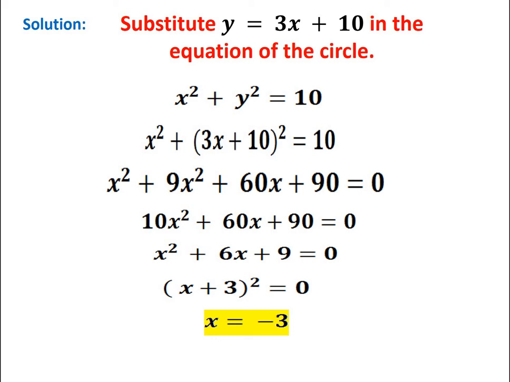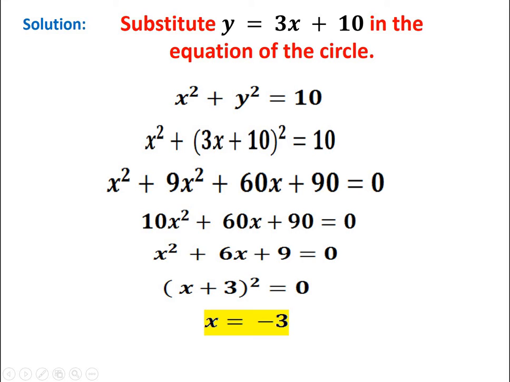Substitute y equals 3x plus 10 in the equation of the circle. The equation of the circle given is x squared plus y squared equals 10. So in place of y, we substitute 3x plus 10. So we have (3x plus 10) squared. Then square this binomial. So we have 3x squared is 9x squared. We have 2 times 3x times 10, we have positive 60x. And then 10 squared is 100.